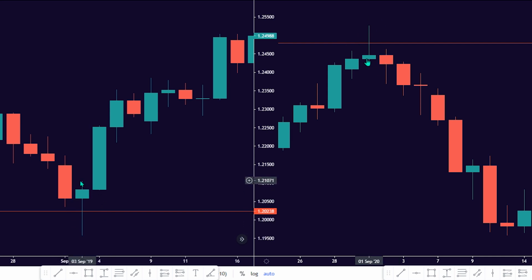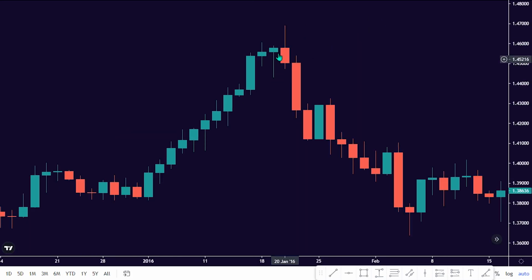The hammer can also appear at the top of a bullish trend instead of at the bottom of a bearish move. Whenever the hammer, bullish pin bar, appears at the top of a bullish trend, it's called a hangman. The hangman is not quite as reliable as a bullish hammer. However, it does signal weakness in the preceding trend and indecision at the supposed top.